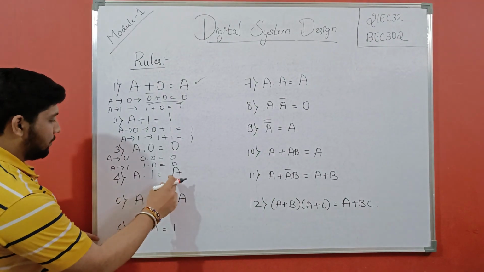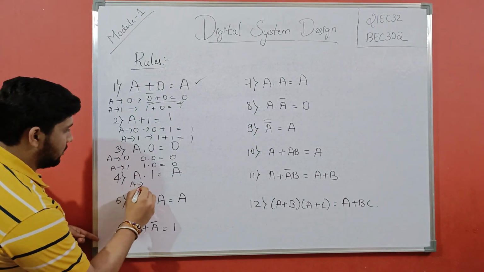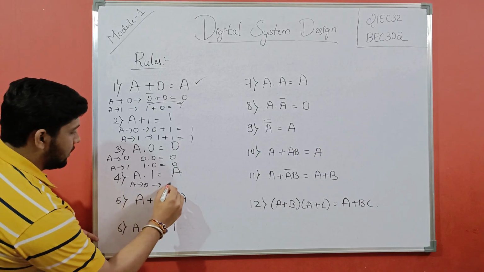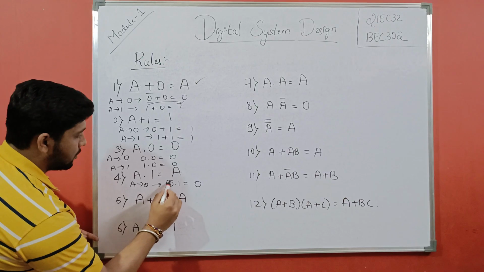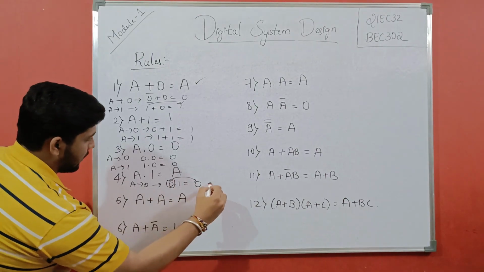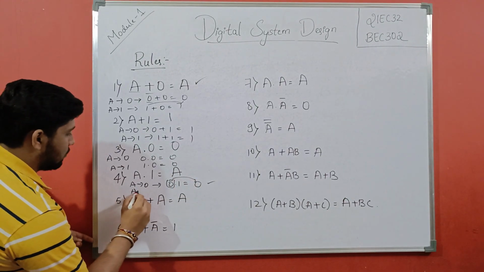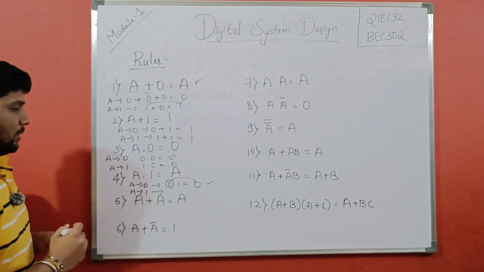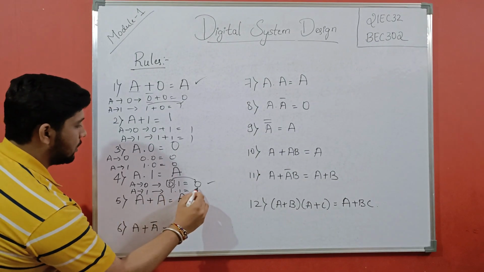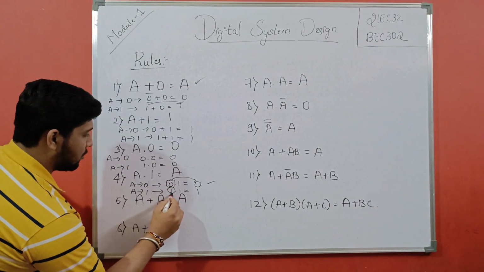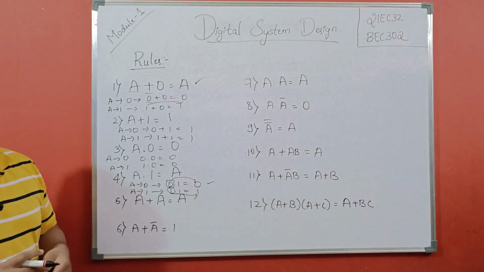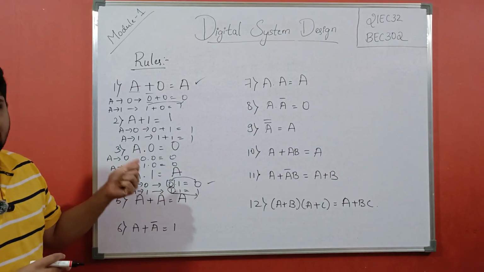So A into 1 is A. When I substitute A is 0 here, I get 0 into 1 is 0. Am I getting the same as the input that I provided, as an output? Yes. We'll check it for A is 1. When A is 1, 1 into 1 is 1, right? So am I getting the same input which I provided? Yeah, I'm getting the same output which I provided as an input.